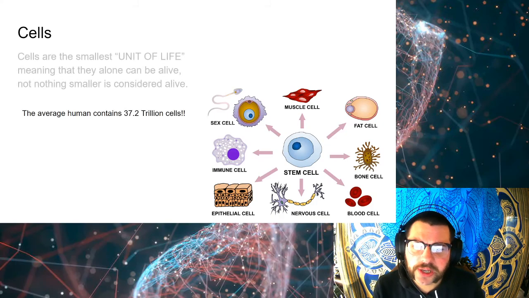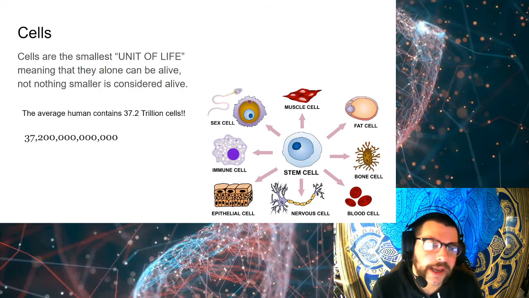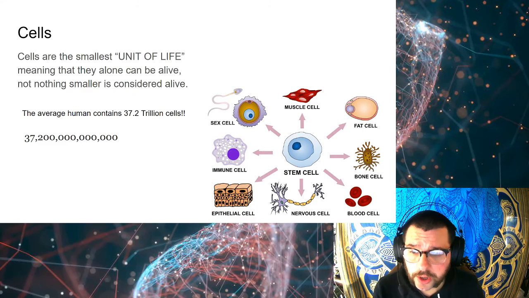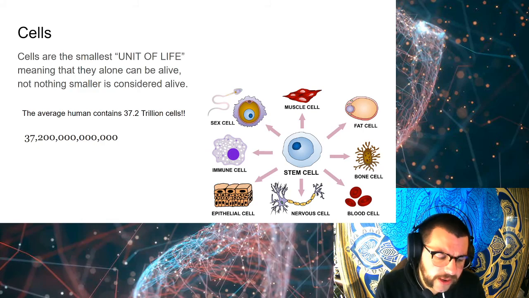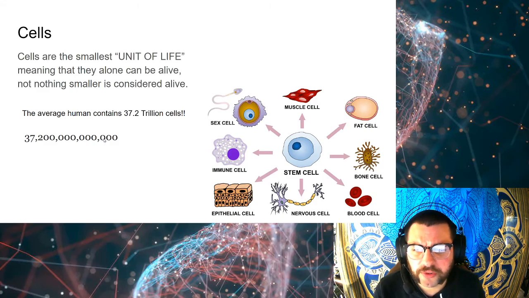Okay, so when we talk about cells, oh, this is all out of order. First off, the cell is the smallest unit of life. It's the smallest thing that can be alive. One single cell can be alive. You, on the other hand, are made of about, on average, 37.2 trillion cells, and that's a huge number. You can see it right there on the screen. I wrote it for you.